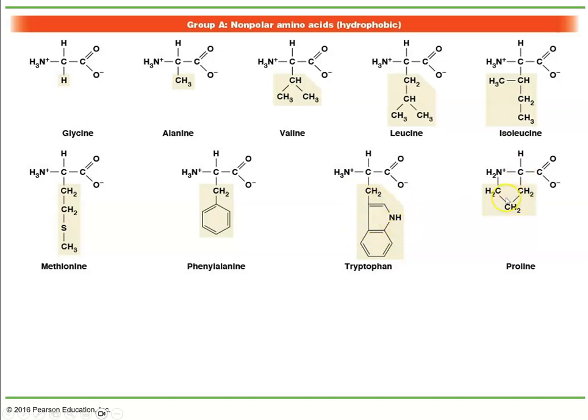And then proline, this is an interesting one here where it actually forms a ring structure, and this also causes a bend in protein structures. So it causes this kind of hairpin turn. It's also something that gives us digestive issues for certain people.